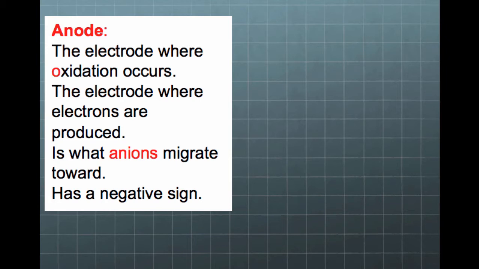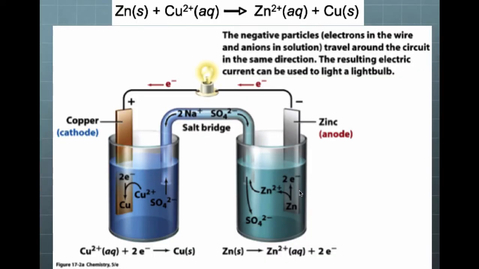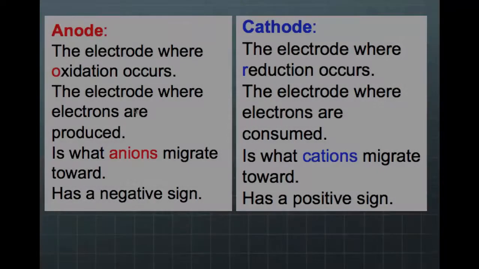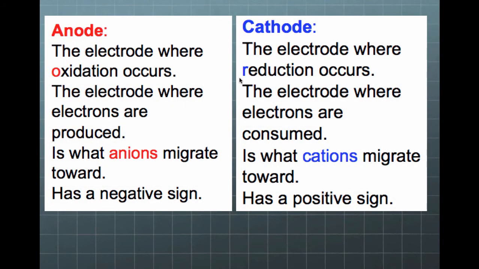If we go back one slide, notice that the anode over here has a negative charge shown. The cathode, which we'll show next, has a positive charge. The cathode is the electrode where reduction occurs. So for some folks, cathode starts with a consonant and reduction starts with a consonant, and that's how they remember that. It's the electrode where electrons are consumed. It's where cations migrate towards, hence cathode, cations, and it is assigned a positive charge.